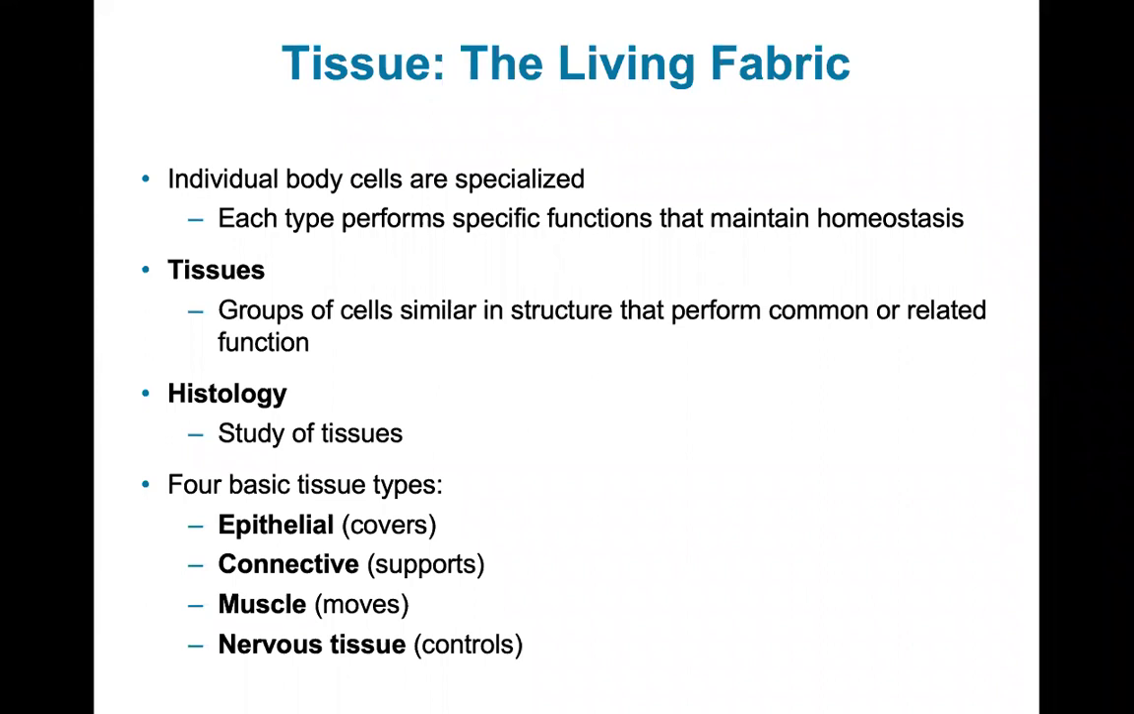Connective tissue. This is the second major type of tissue that we find in the body. And with connective tissue, this is going to be involved in support. Support at many different levels. And this is also the most diverse type of tissue. When we actually go over connective tissues, you'll see that there are many, many different types that sort of fall under the umbrella of connective tissue.